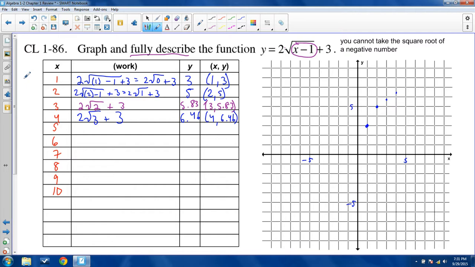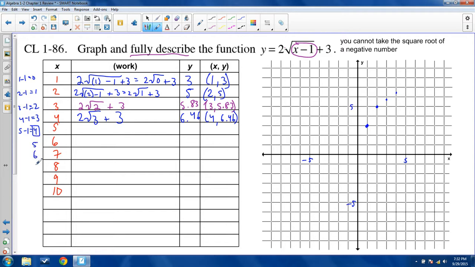So this was 1 minus 1, which became 0. This is 2 minus 1, which became 1. This is the inside number that you're taking the square root of. What I would recommend at this point is, do as best as you can to graph this. But what I'm going to do is look at 5 minus 1. That's 4. 4 is a perfect square. 5 is not a perfect square.